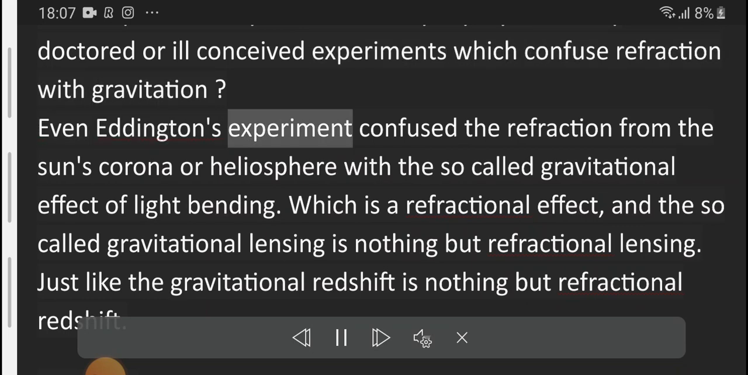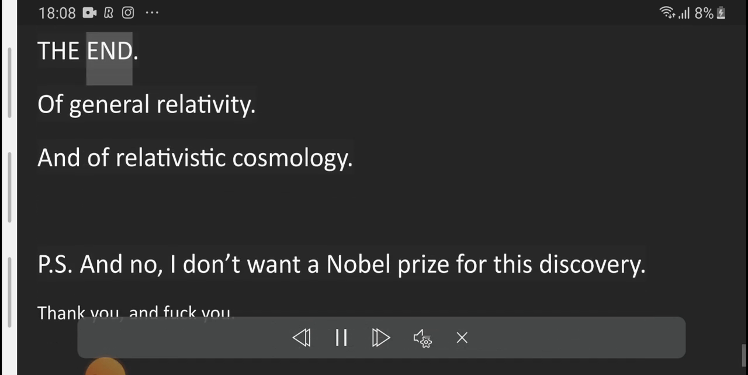Even Eddington's experiment confused the refraction from the sun's corona or heliosphere with the so-called gravitational effect of light bending, which is a refractional effect, and the so-called gravitational lensing is nothing but refractional lensing. Just like the gravitational redshift is nothing but refractional redshift. The end. Of general relativity. And of relativistic cosmology.